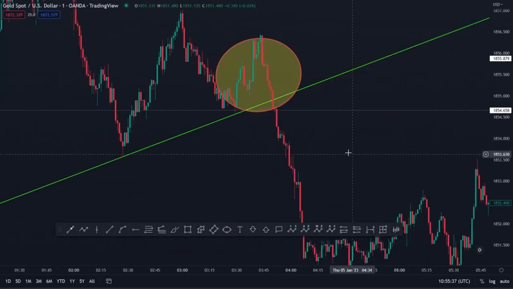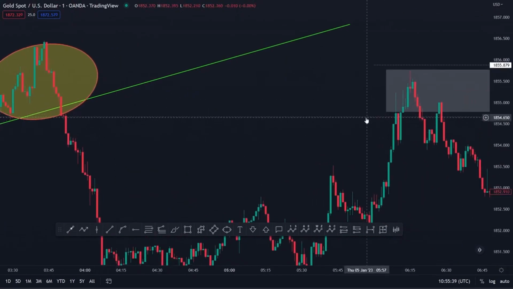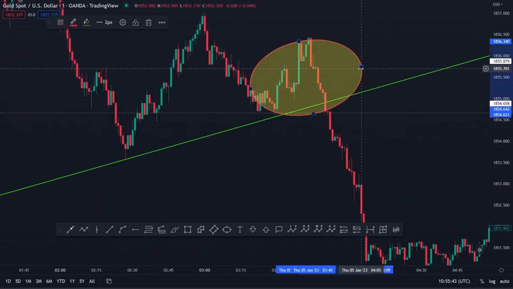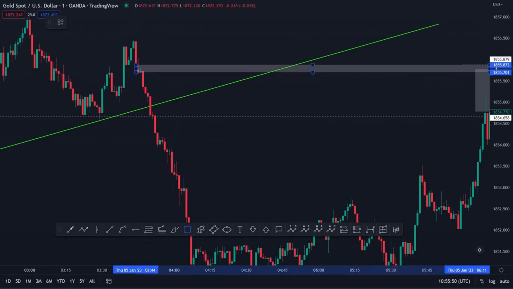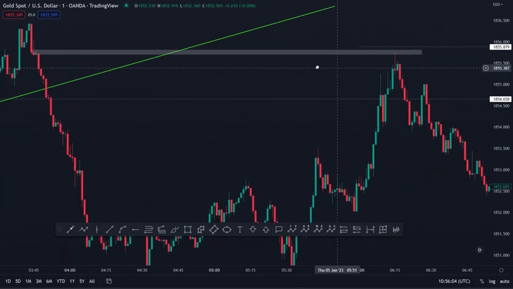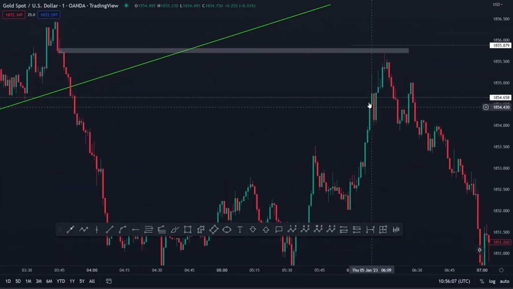Let's look. You have to find a zone around this level here. Let me remove this one here. We have a zone, this one here. Let's see if it moved according to order. Okay, we have the zone. You see, right now we have to find a zone after the market has touched this higher time frame. Let me just do it.